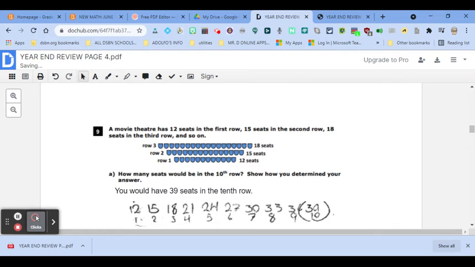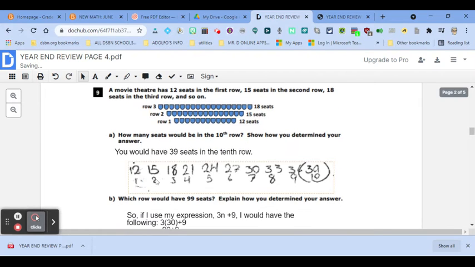So we have a movie theater that has 12 seats in the first row, 15 seats in the second row, 18 seats in the third row, and so on. Okay? So your answer is going to be 39 seats in the 10th row. Right, row 1, I have 12, row 2, 15, and that's all I did. Okay, and probably there are other ways to solve this, but this was the easiest one for me.